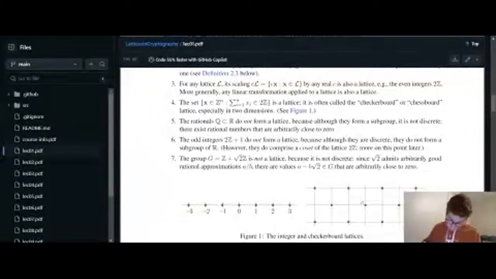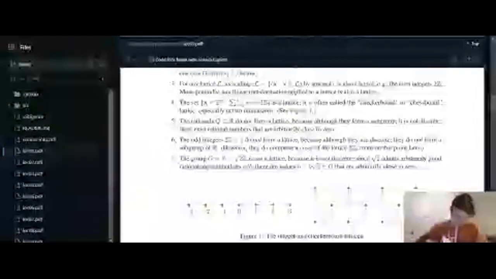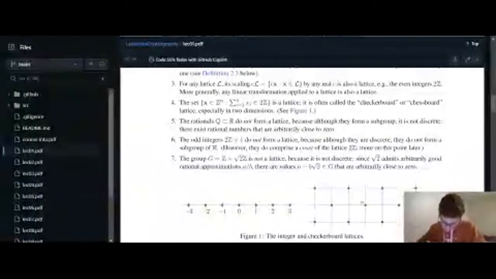That's really interesting. That also makes sense, because if you think about it in terms of a checkerboard or the line as you see there, you can't make that with a rational number set, because it's not discrete. You can't lay them out and see it that way. That's pretty interesting. Let's look at number six.